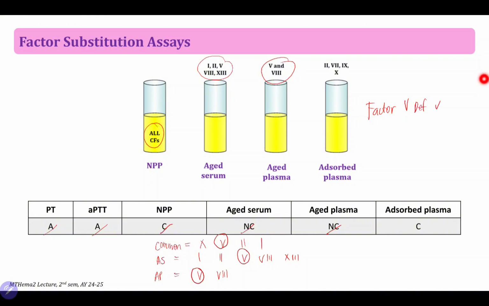Okay? Let's double check if our answer is correct. We look at the adsorbed plasma that corrected. If you have factor 5 deficiency, would it be corrected in the adsorbed plasma? The answer is yes, it would be corrected because adsorbed plasma contains factor 5. The only ones missing in it are factors 2, 7, 9, and 10. So, our answer is correct. Factor 5. Did you get mixing studies, guys? Okay, there.